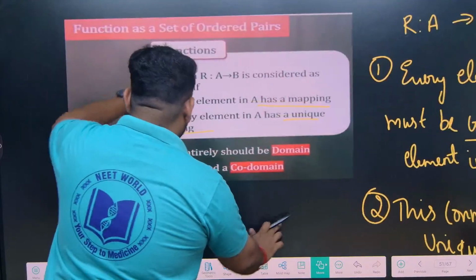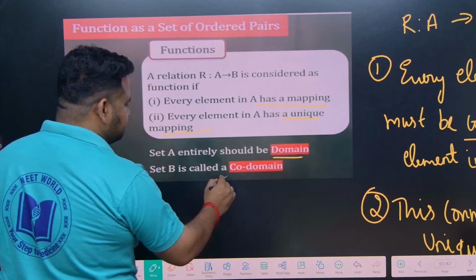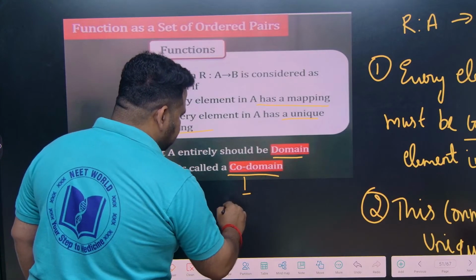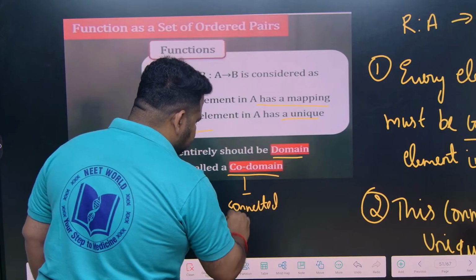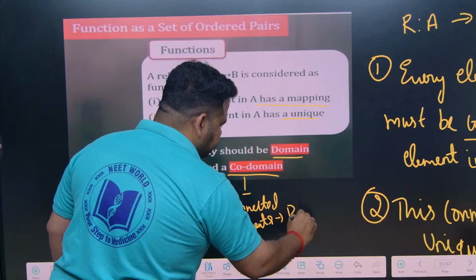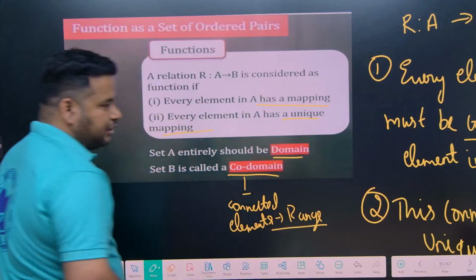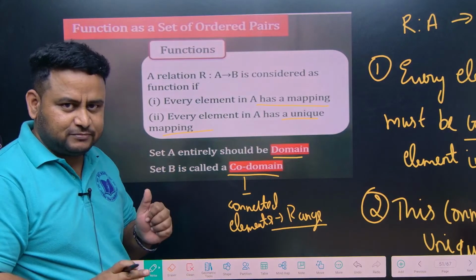Now see here, set A entirely is the domain and set B is called the codomain. In codomain, the connected elements we call as what? Range. The connected elements we call as range. I hope you would have got some idea now about what is a function.